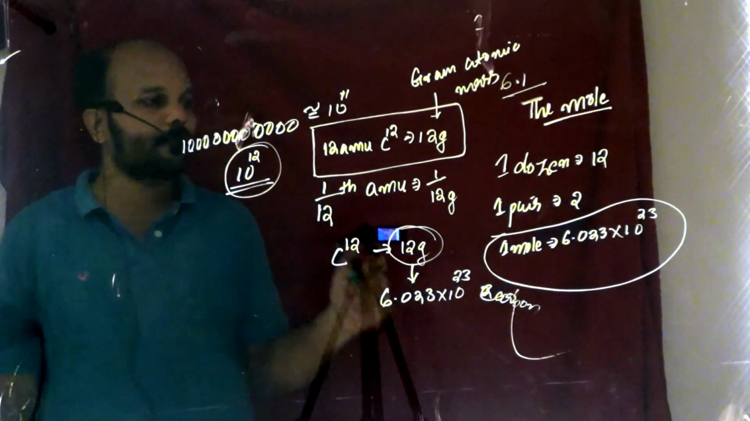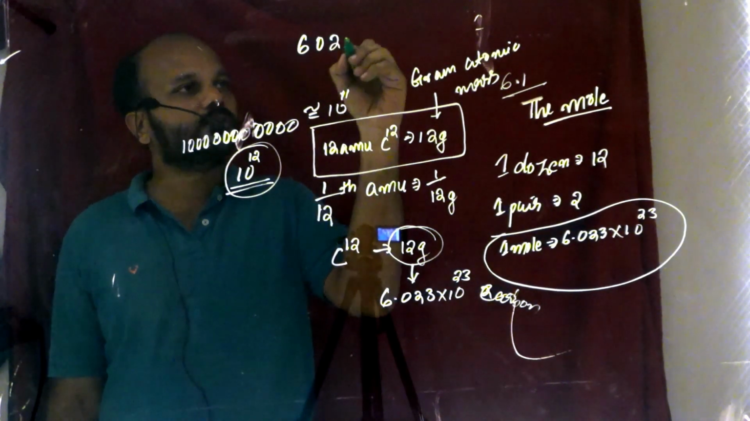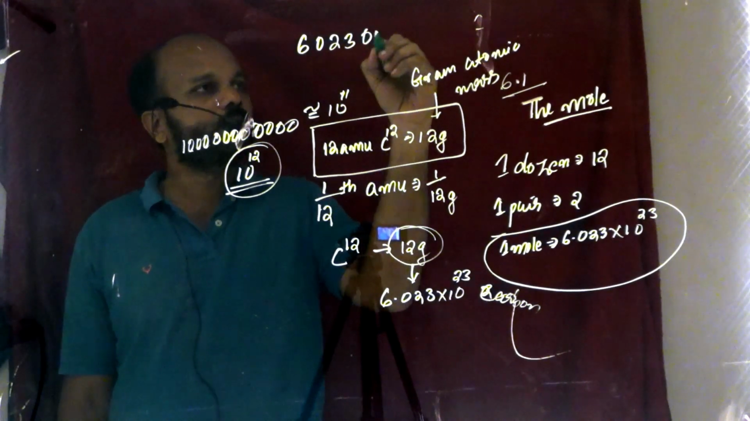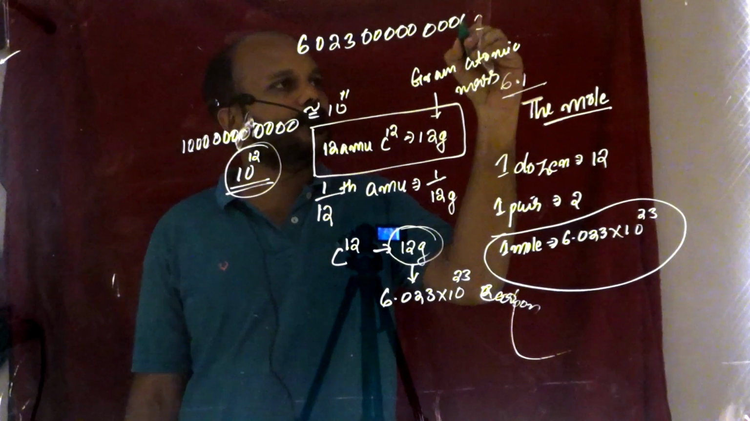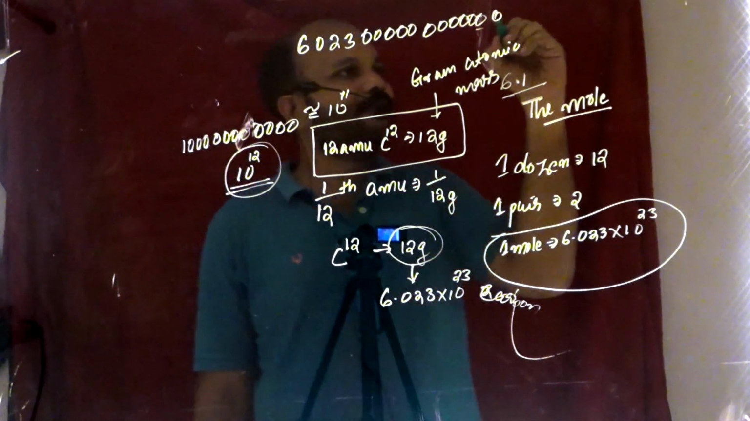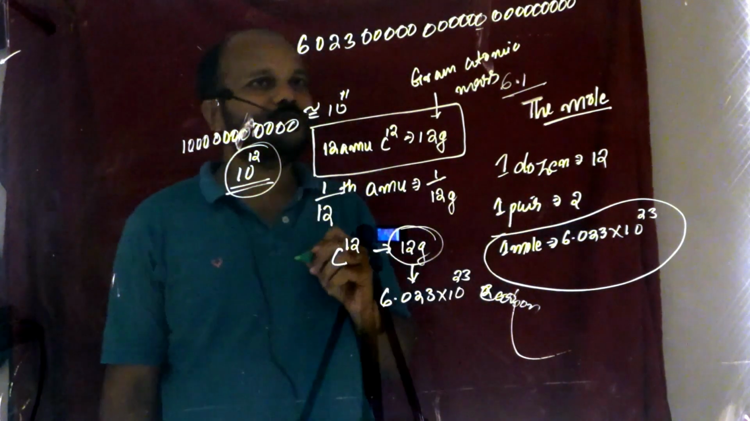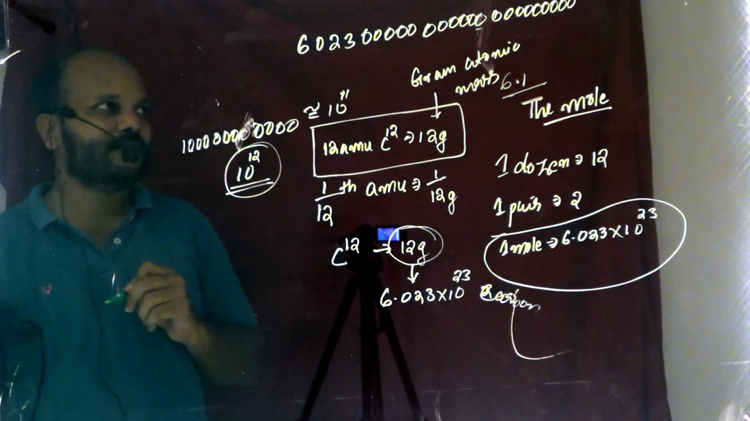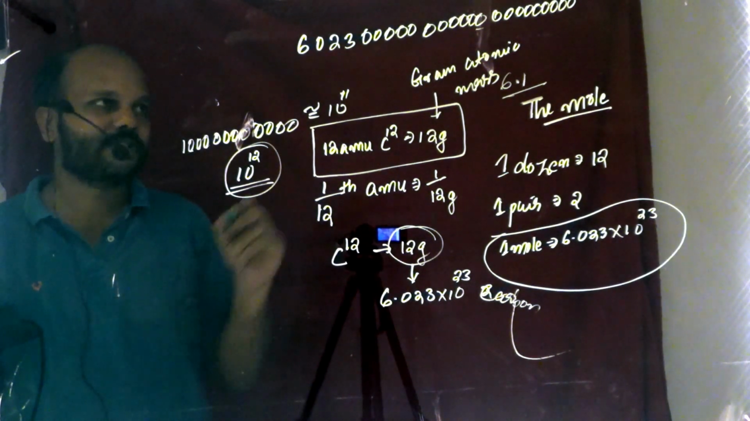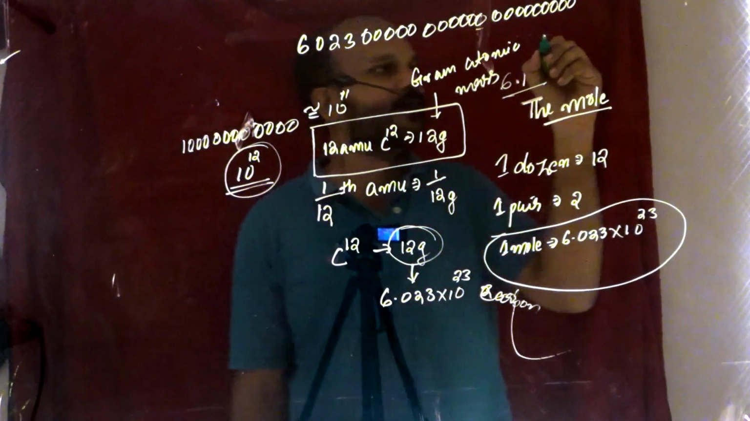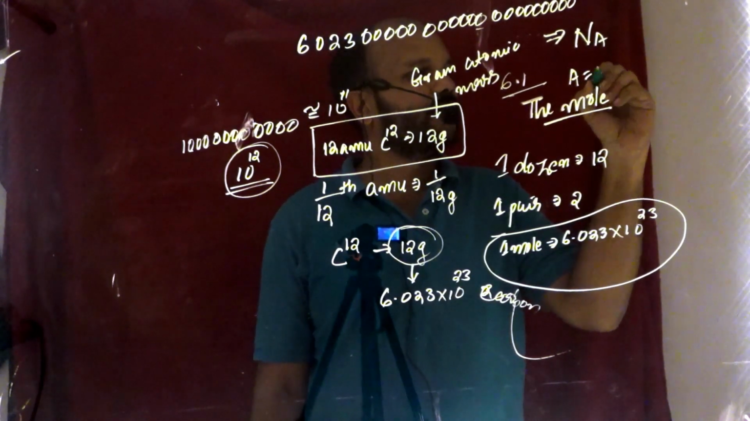In fact, if you are writing this number, it is going to be into 10 raised to 23, with 1, 2, 3, 4, 5, 6, 7, 8, 9, 10, 11, 12, 13, 14, 15, 16, 17, 18, 19, 20 digits. So these many particles will be there. These many particles will be there in Avogadro's number. This digit we call Avogadro's number.